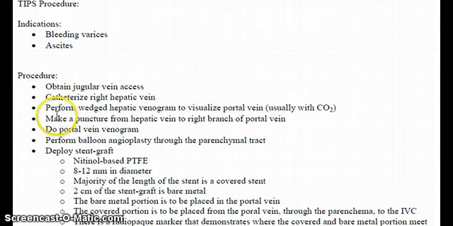But this is the actual TIPS procedure. Then make a puncture from the hepatic vein to the right branch of the portal vein. Then do a portal vein venogram. Perform balloon angioplasty through the parenchymal tract. Then deploy the stent graft.